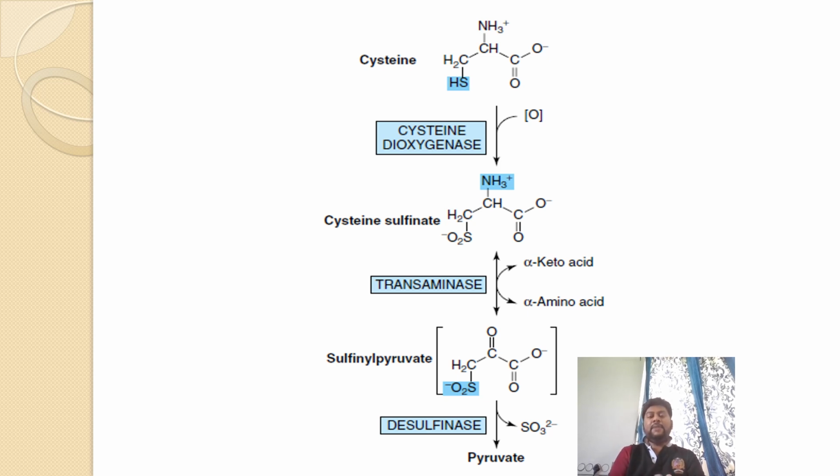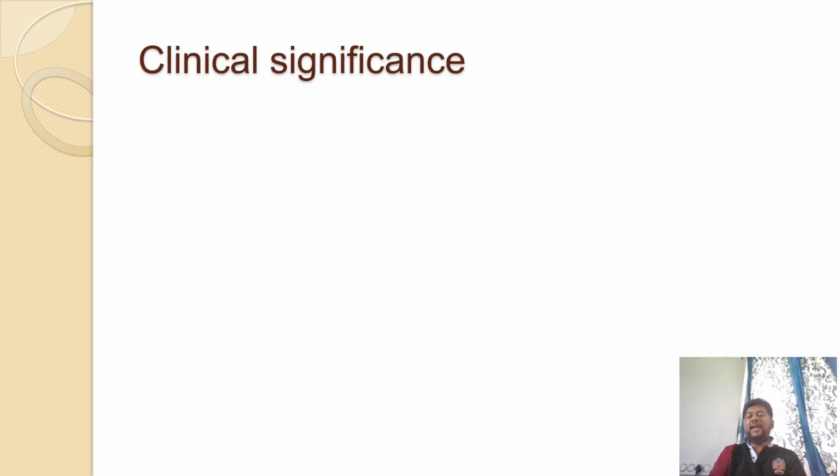Now, before ending, we'll discuss some of the disorders related to the anabolism and catabolism of sulfur-containing amino acids. There are many different disorders related to the metabolism of sulfur-containing amino acids, but the most important among them is homocystinuria. So what is homocystinuria?